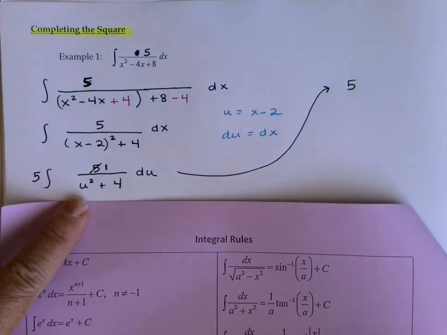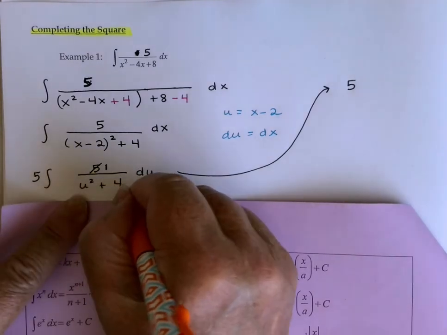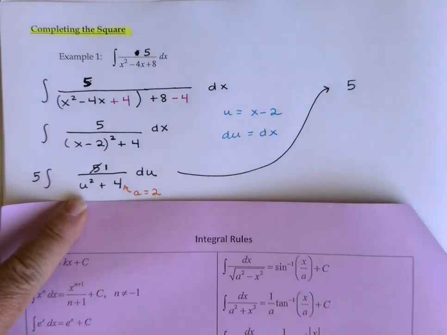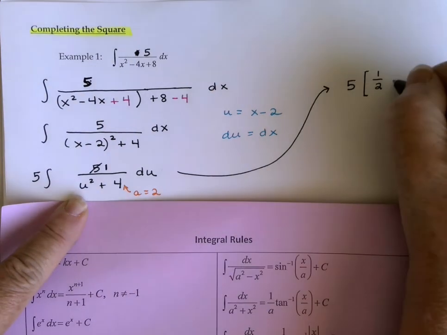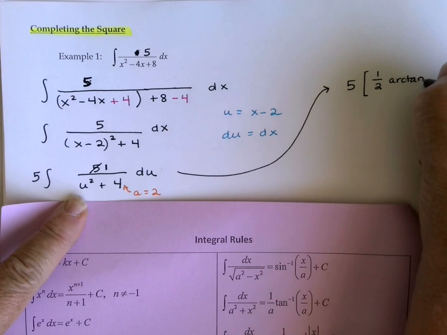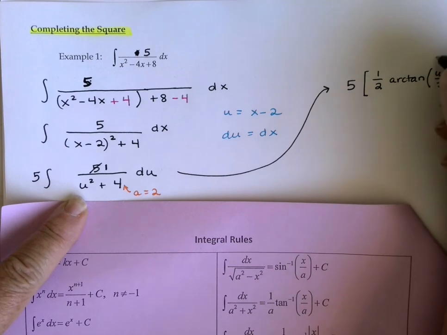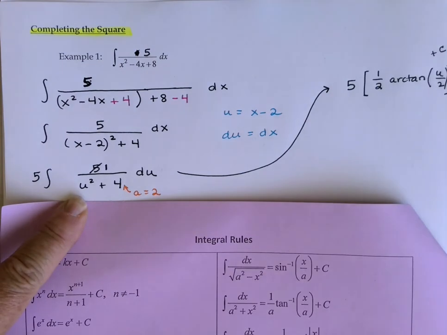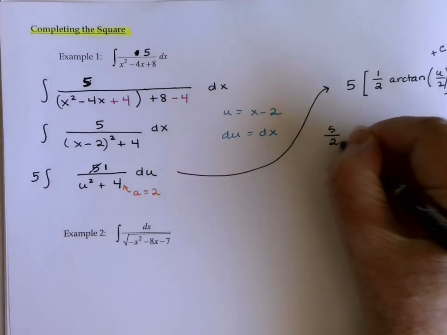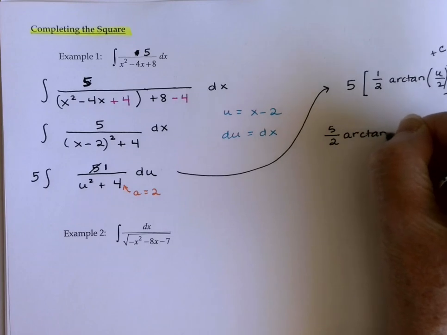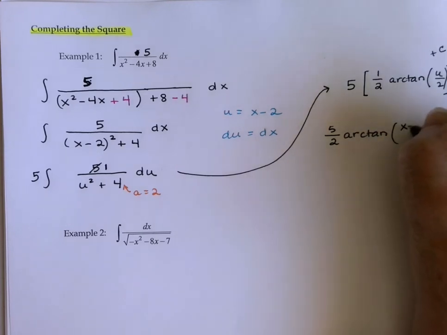What have we got? An a value of 2. So I'll have 1 over 2 times the inverse tangent, or arctangent, of u over 2, plus my c, or 5/2 arctangent of x minus 2 over 2, plus c.